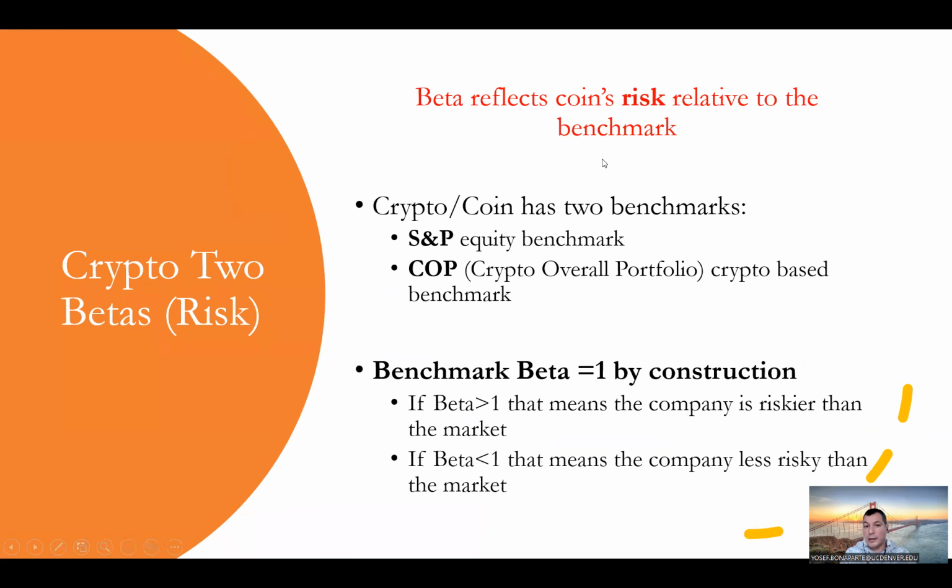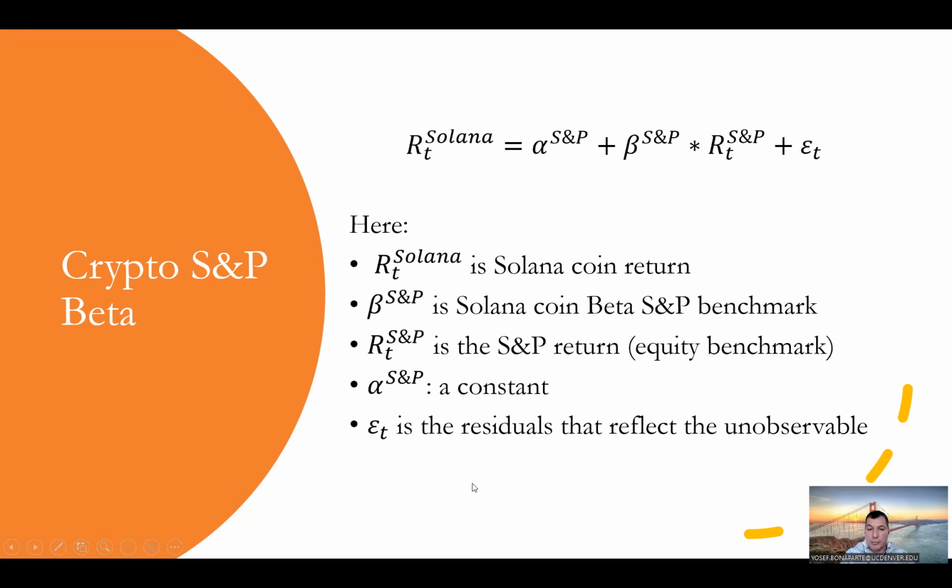Well, we need to first calculate beta based on the benchmark. In crypto, there are two benchmarks: one equity benchmark, and one COP benchmark, the crypto overall portfolio. The benchmark beta for any benchmark, by construction, is 1. If the coin beta is greater than 1, that means riskier than the benchmark. If below 1, that means less risky than the benchmark.